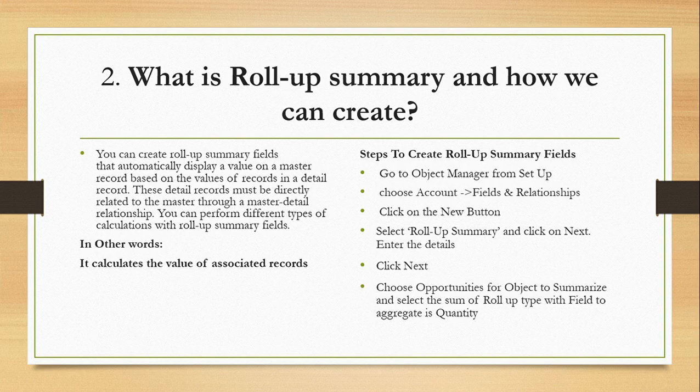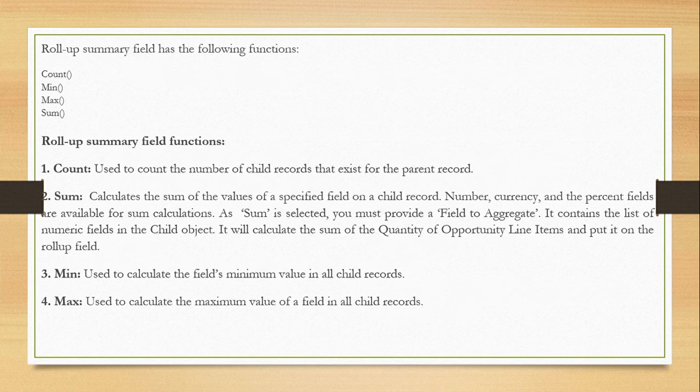First, go to Object Manager from Setup, then choose Account and select Fields and Relationships. Click on the New button, select Roll-Up Summary field and click Next, then enter the details. Choose Opportunity for the object to summarize and select Sum as the roll-up type, and the field to aggregate is the quantity field. A roll-up summary field has the following functions: count, min, max and sum.